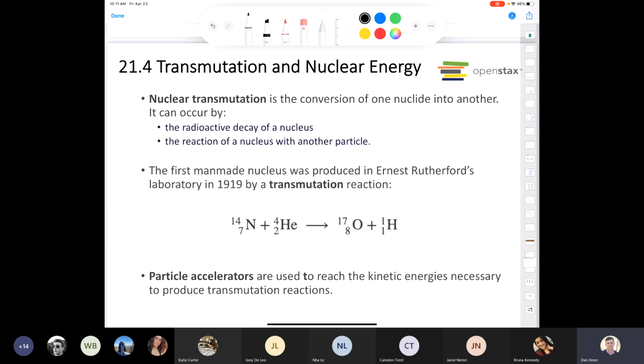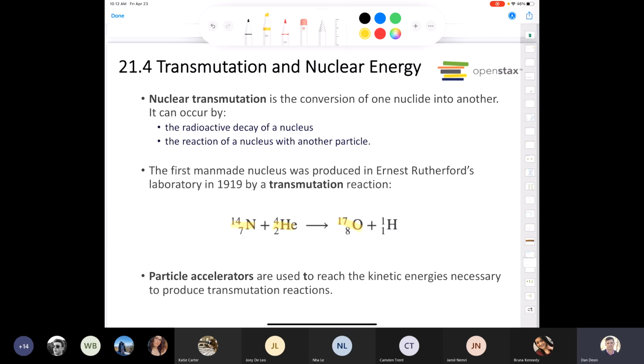It can either occur by radioactive decay, maybe a beta decay or an alpha decay, right? Or it can also occur by the reaction of a nucleus with another particle. And the first person to do nuclear transmutation by the reaction of a nucleus with another particle was Ernest Rutherford, the same Ernest Rutherford that did the famous gold foil experiment. He took a nitrogen-14 nucleus and hit it really hard with an alpha particle to make a brand new nuclide. He made oxygen-17 and he also yielded a proton in that reaction.